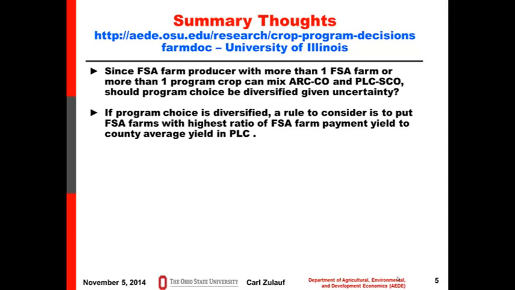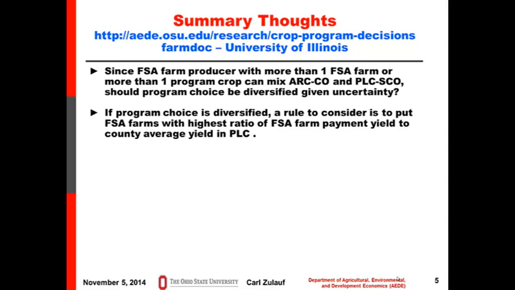A rule to consider is to put your FSA farms with the highest ratio of the Farm Service Agency farm payment yield to the county average yield into PLC. PLC pays on the farm payment yield. ARC-CO pays on the county average yield. Those FSA farms that have the highest ratio of the FSA farm payment yield to county yield have a higher yield component with respect to PLC than to ARC.